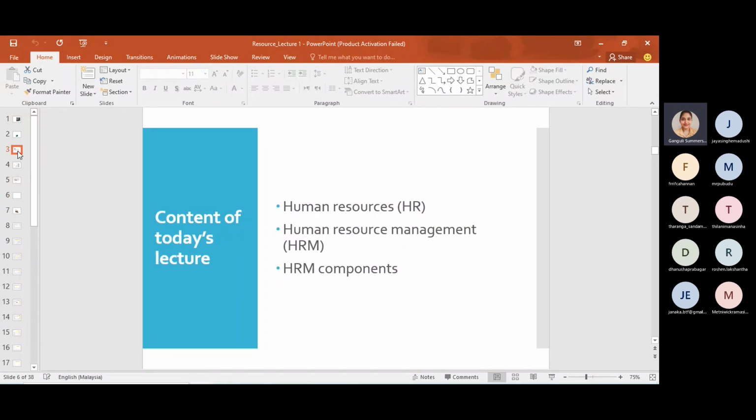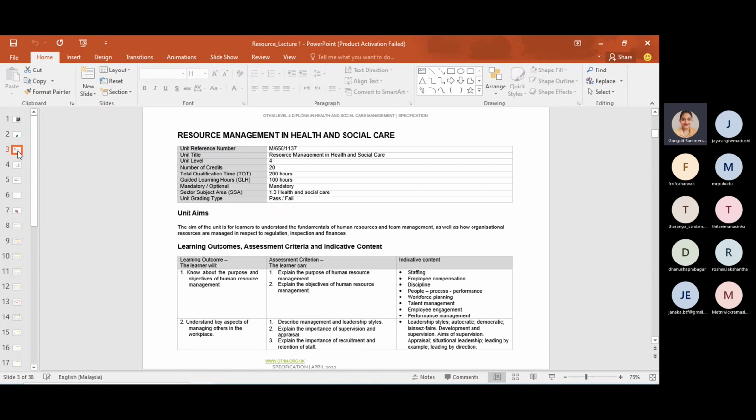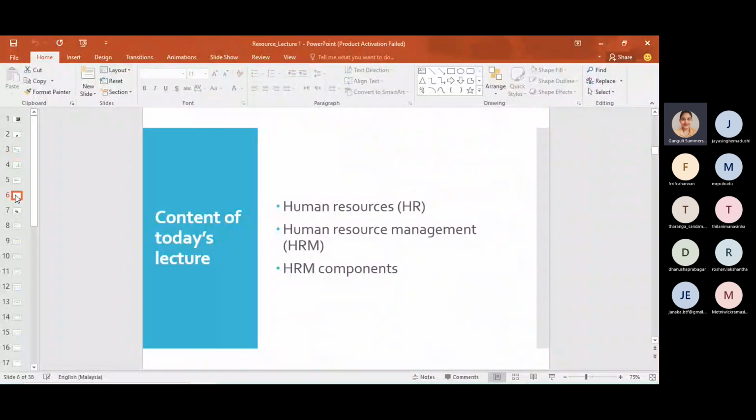And next week, I will teach you the purposes and the objectives of human resource management. These two topics will be taught next week. For today, you will learn an introduction to human resource management: what it is and how it happens. Because you should know what human resource management is before you learn about its purposes and objectives.